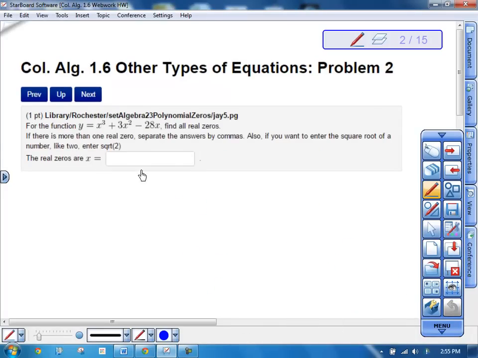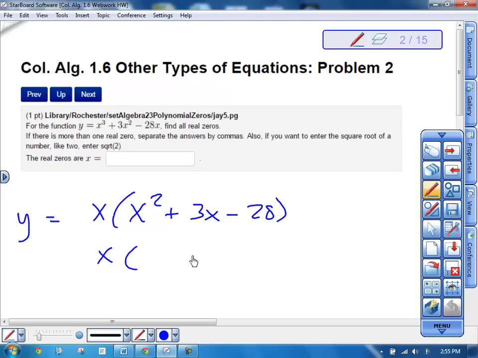Let's try the next one. Cubic says find all the real zeros. There could be up to 3, right? Because it could be like that. So we'll find out. Let's try to factor it and do it algebraically. If we factor it, we get x squared plus 3x minus 28. And then we could try to factor this one again too. If we can think of two things that multiply to be negative 28 and add to be 3, like 7 and 4. So positive 7 and negative 4.